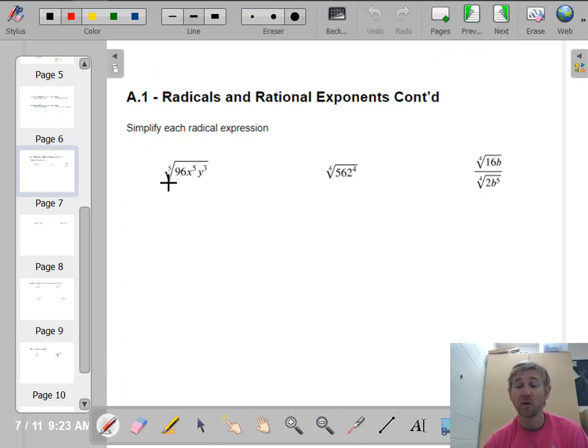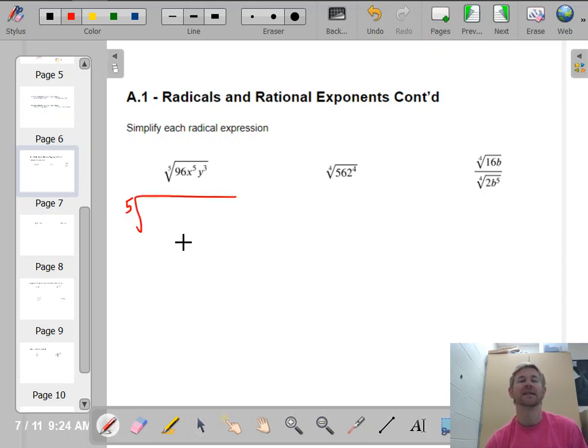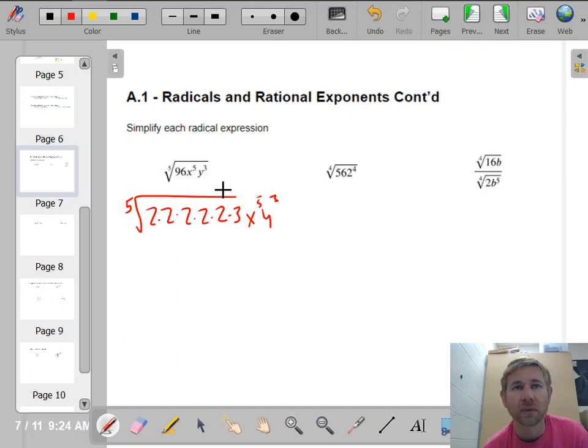Remember, it's a fifth root. I'm going to always do a prime factorization. Okay, so fifth root of, let's see, 96. I'm going to divide out my 2. So 2 times 48, 2 times 24, 2 times 12, 2 times 6, which is 2 times 3, x to the fifth, y cubed. So you first have to make sure you can do a prime factorization for 96. You can make a factor tree if you want, but it's 5 2's and a 3 it looks like.